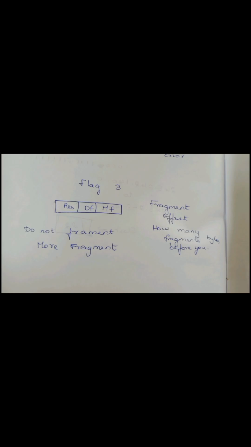DF stands for do not fragment. If DF is 1, it means there is no need to fragment. MF stands for more fragments. It means there are more fragments to follow after this particular data. Next is your fragment offset. Fragment offset means how many fragments have been sent before this data. For example, if our packet is the 5th packet, it means 4 packets have been sent before. That is our fragment offset.